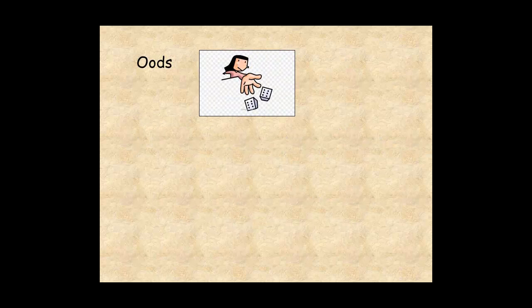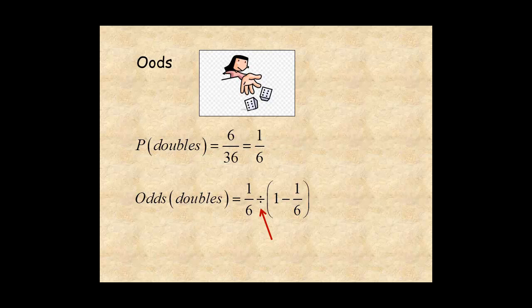For example, the probability of rolling doubles with a pair of dice is 6 over 36, or 1/6. The odds of rolling doubles is 1/6 divided by 1 minus 1/6, which is 1/6 divided by 5/6. Divide the fractions by multiplying 1/6 times 6 over 5. And the odds are 1 over 5. So we say the odds of rolling doubles is 1 to 5.